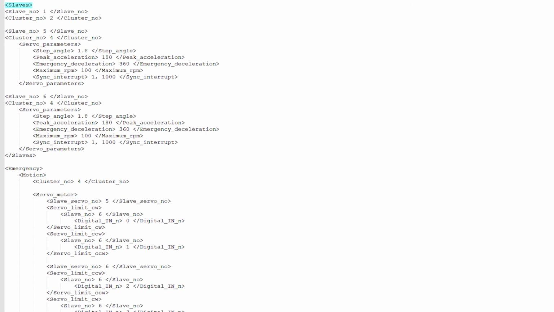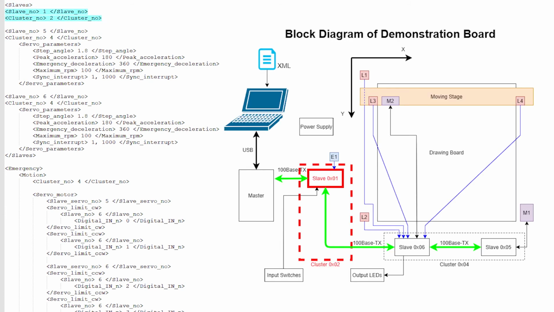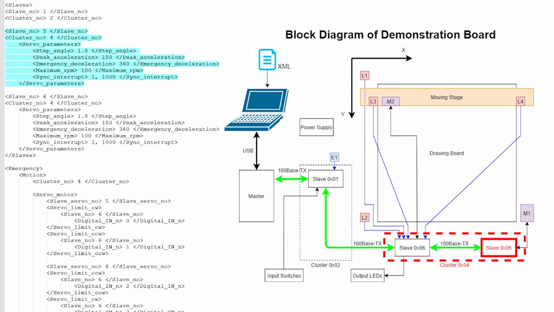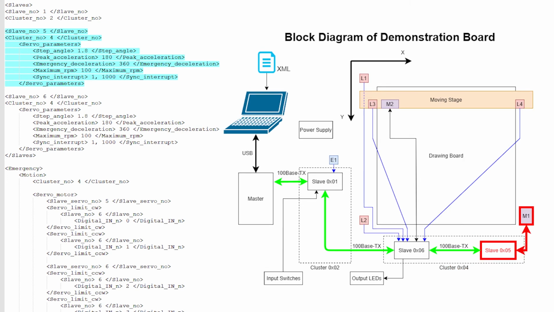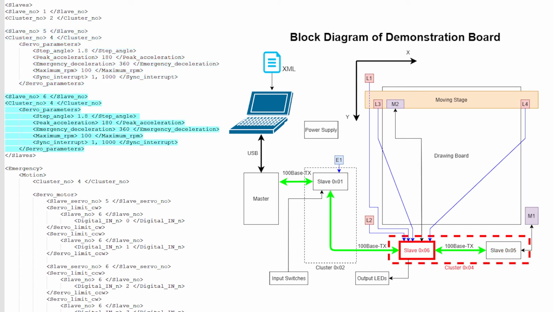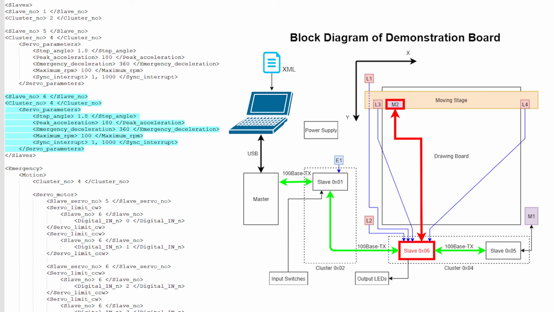First, under the slaves tag, we are describing all the slave devices present in the system. As you can see, slave number 1 belongs to cluster number 2. Then slave number 5 belongs to cluster number 4. There is this motor M1 which is driven by slave number 5. Therefore, its parameters are given under the servo parameters tag in the XML file. Then slave number 6 also belongs to cluster number 4 and motor M2 is driven by it.